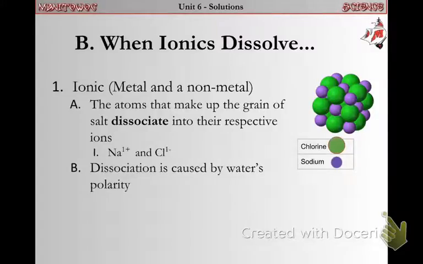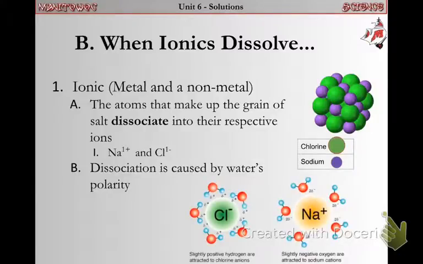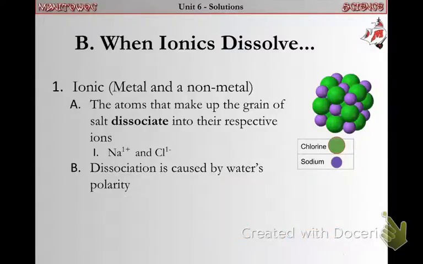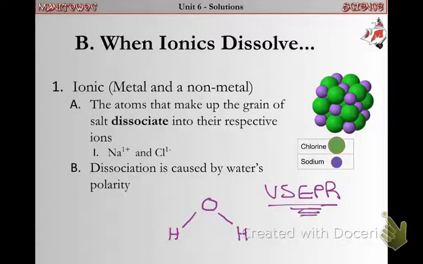Why does this happen? Well, dissociation is actually caused by water's polarity. In the first semester, at least in my class, we talked a bit about the polarity of water, and I want to draw that to start out. Water molecules, if you remember, don't have just a straight line shape. They're actually bent a little bit, and they're bent because of that concept that we talked about, VSEPR, valence shell electron pair repulsion. If that is not familiar to you, please ask about that in class tomorrow.